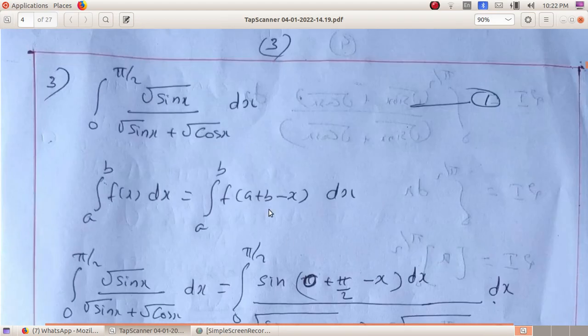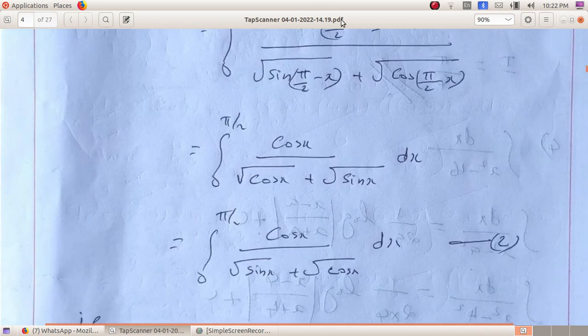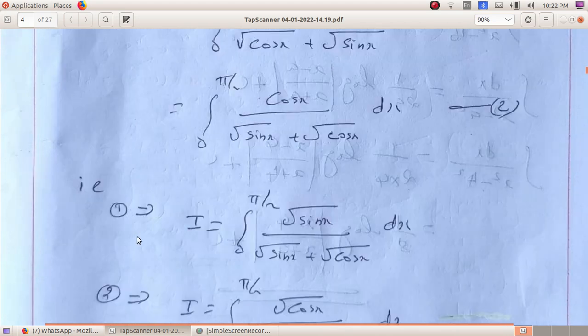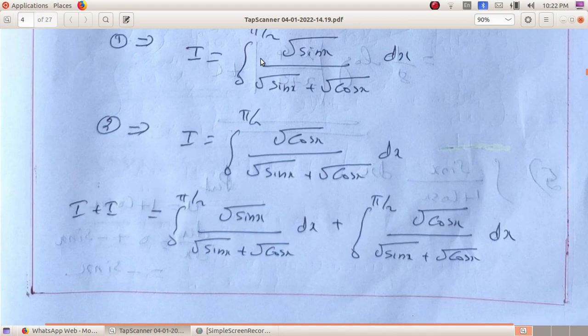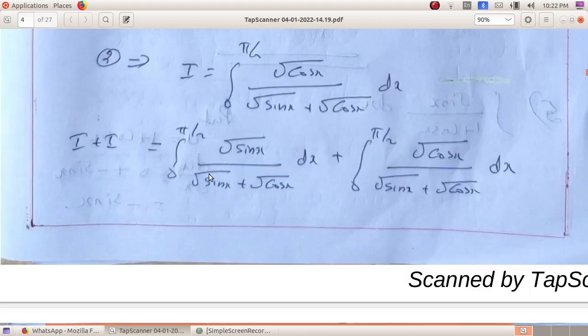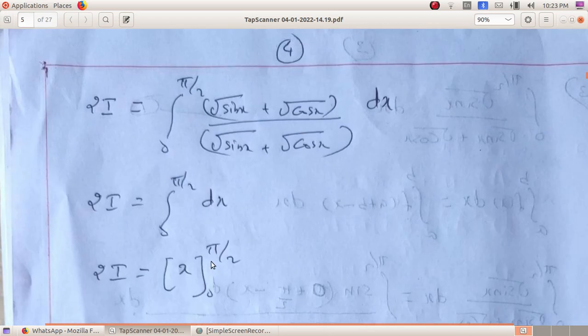So equation number 1 is what? This one, question I, and equation number 2 is another I. Let us add equation number 1 and 2, that is I plus I, 2I. Equation number 1 means the question integral, this one. Equation number 2 means another I, this one. When we add these two equations, 2I is equal to this plus this. Then 2I is equal to the integral from 0 to pi by 2, with the same denominator, root of sin x plus root of cos x, and this can be cancelled. So 1 into dx. What is the integral of dx? x. Then the limit 0 to pi by 2.